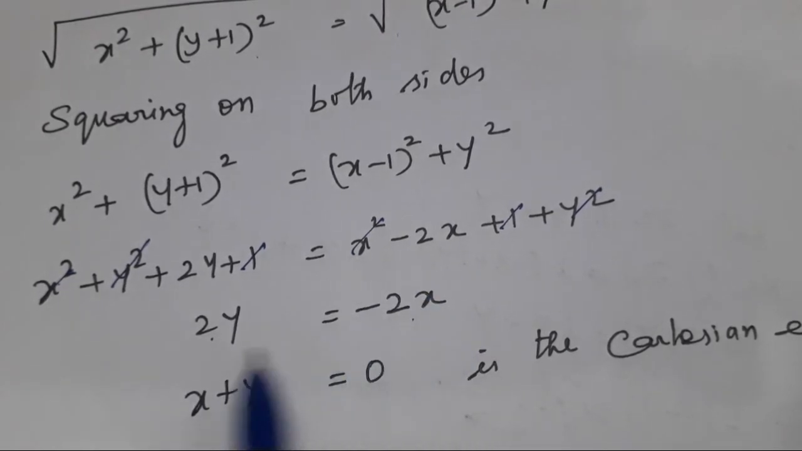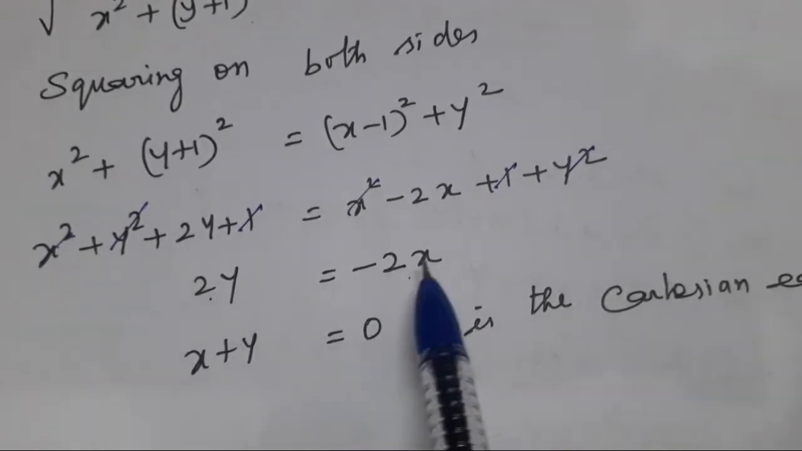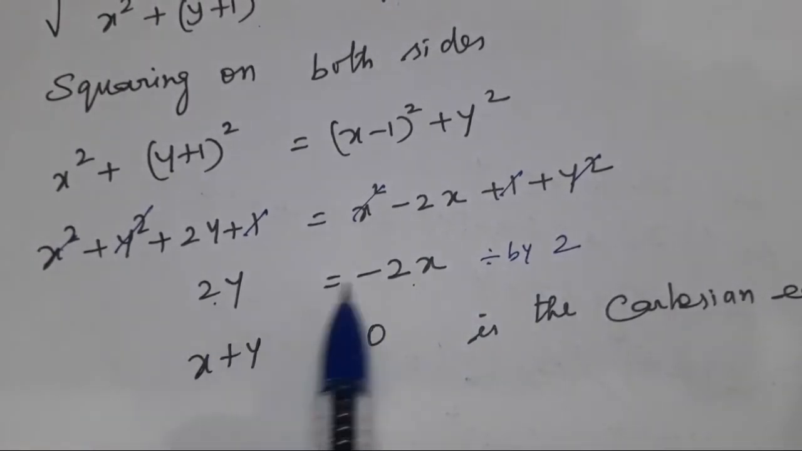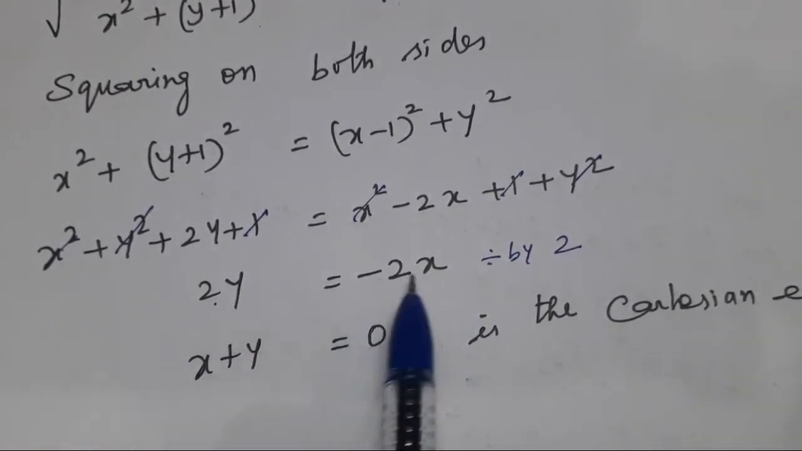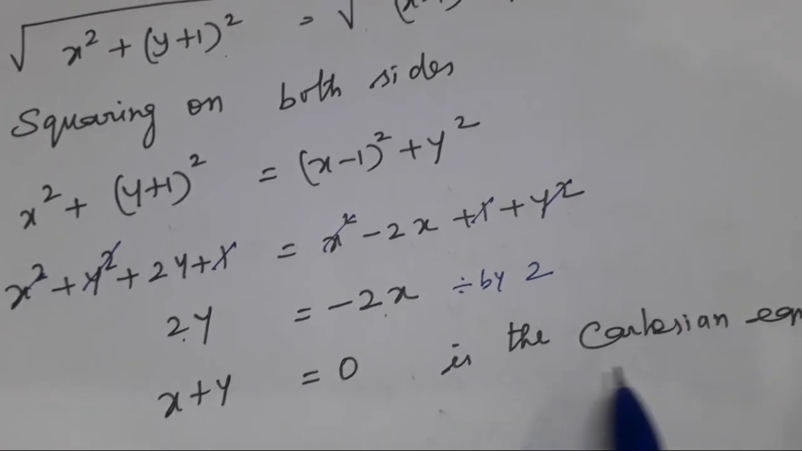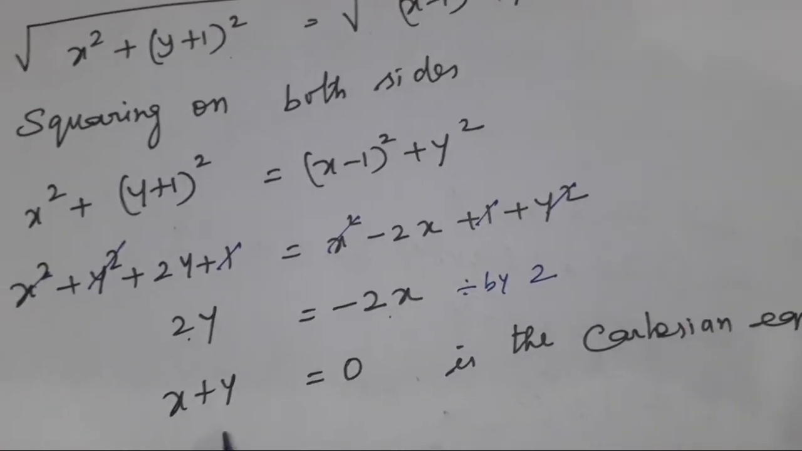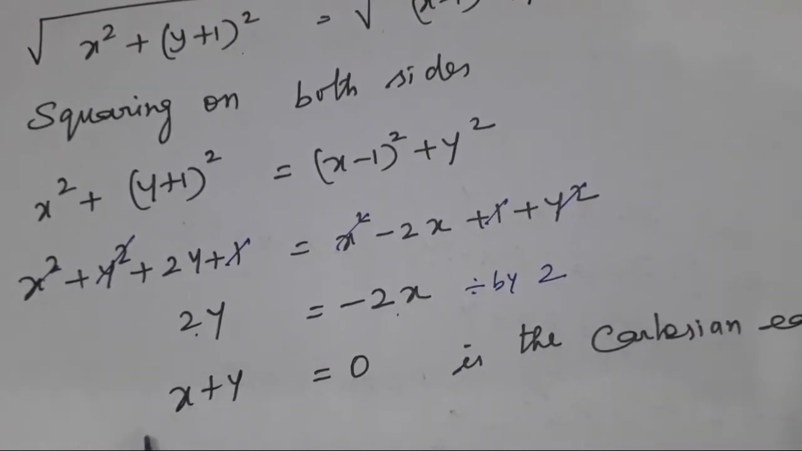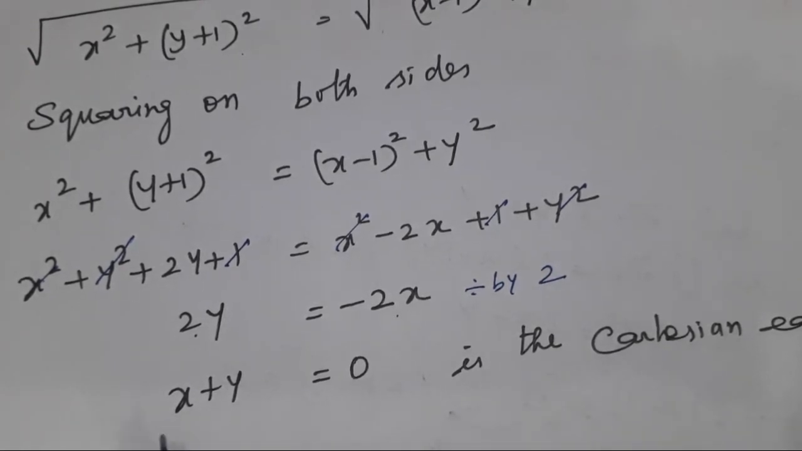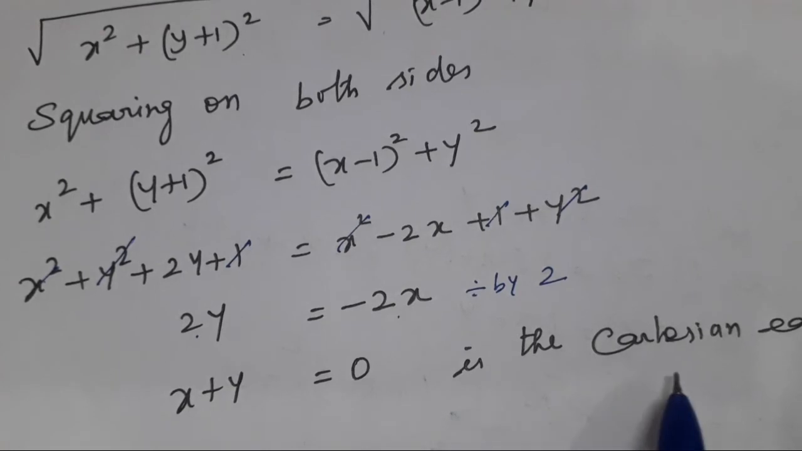This minus 2x divided by 2. Divide by 2, what happened? 2y divided by 2 is y, minus 2x divided by 2 is minus x. Minus x comes to the left-hand side and becomes plus x. So x plus y equal to 0. This is the Cartesian equation. Given the modulus of a complex number, we find the Cartesian equation from that. x plus y equal to 0 is the Cartesian equation.